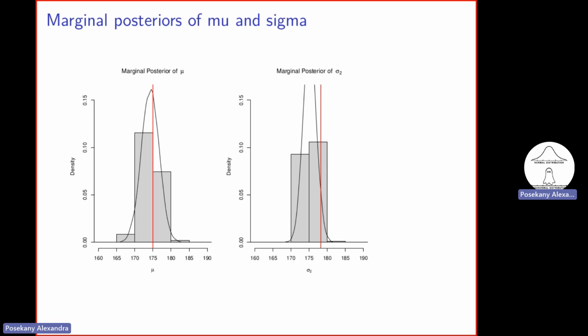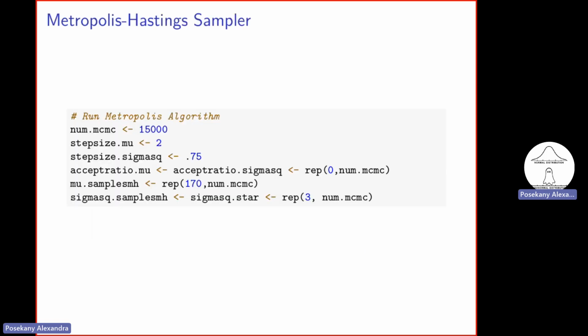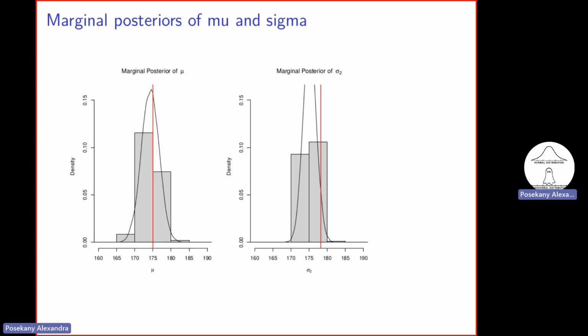But something is still not fully right with the sigma square. Again, the trace plots say, don't worry, it's perfectly fine. There's no burn-in still necessary to discard here, only like the first and the last value.